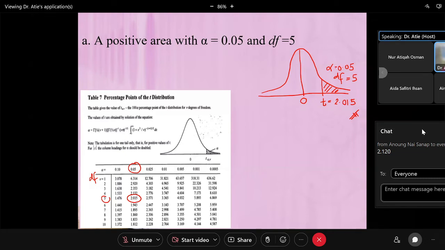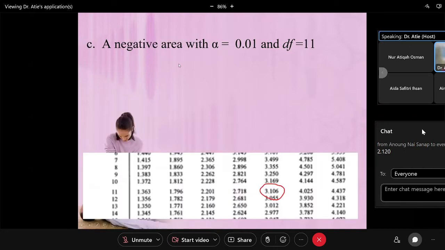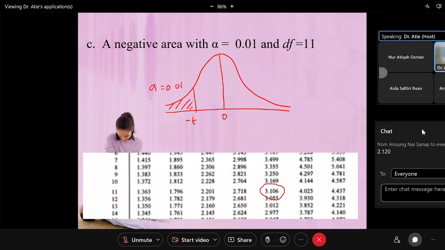Okay. Alright, so let's continue. The next one. Let's do part C. Okay, part C, this time we have negative area. So the area should be on the negative side. So we have this one, okay? So at the center, always 0. And then we are looking for the negative area. So the value of t will be negative. So this part right here, the alpha is 0.01. And then the df is equal to 11.